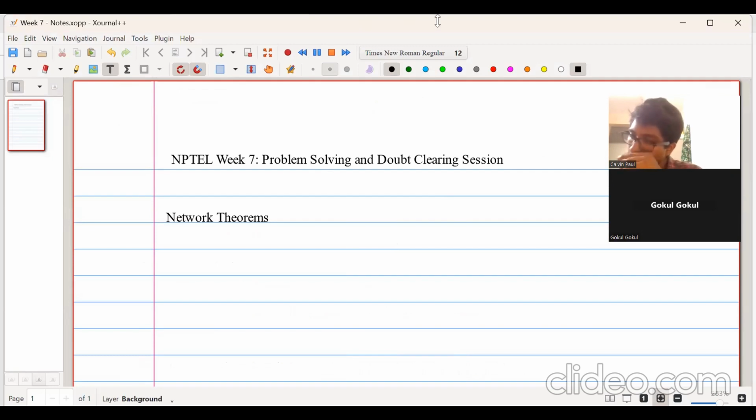Today we will consider various network theorems, and then we will solve assignment 7 of the previous year's NPTEL session. There are a number of network theorems which we will go through today. One is the substitution theorem.